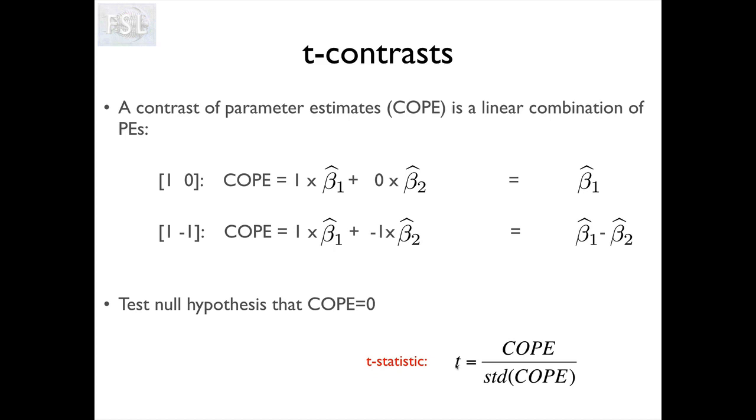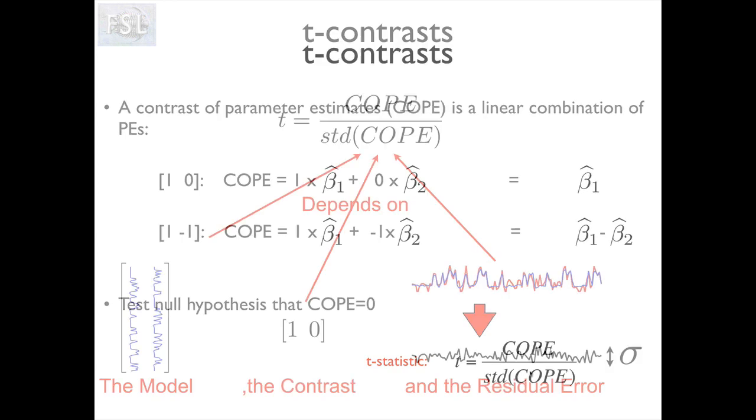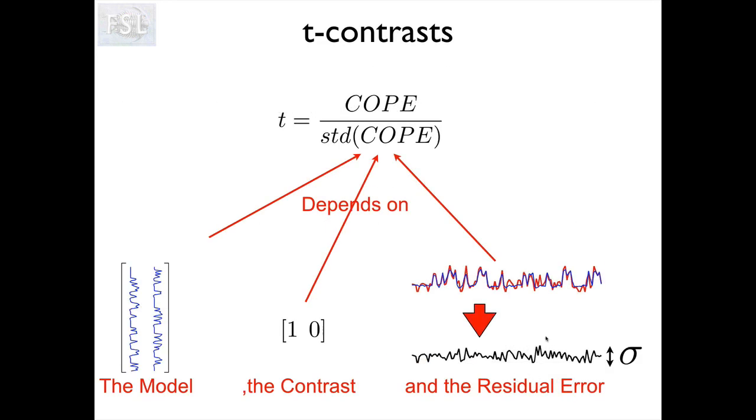And what a t-statistic is, it is simply this Cope, i.e. this linear combination of the parameter estimates, divided by the standard deviation of this Cope, the standard error of this Cope. So now this part here, the standard deviation of the Cope. You've seen what the Cope is. That is simply the linear combination of the parameter estimates. The standard deviation of the Cope depends on various things. It depends on the model.